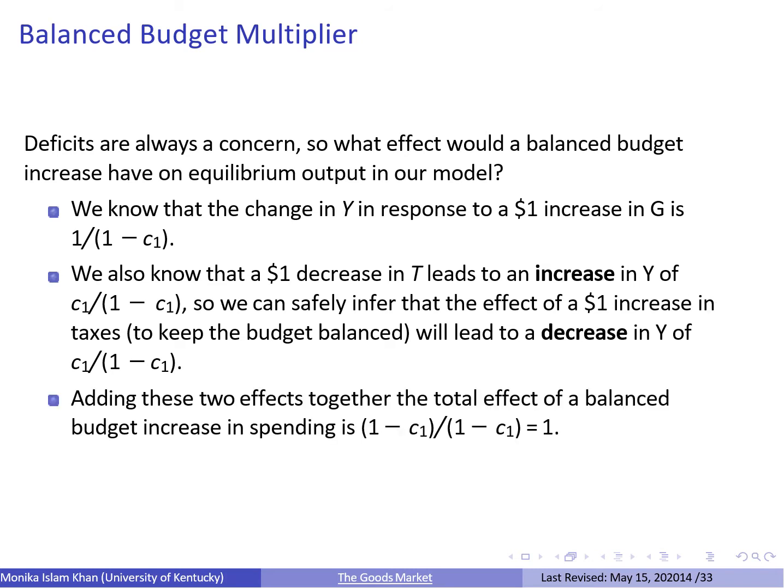In order to achieve a balanced budget, we want to increase taxes and increase government spending by the same amount. Hence, we add these two effects together to get the total effect of a balanced budget increase in spending, which equals 1. This means that a balanced budget increase will have no impact on equilibrium output in our model because taxes were increased and government spending was increased by the same degree.